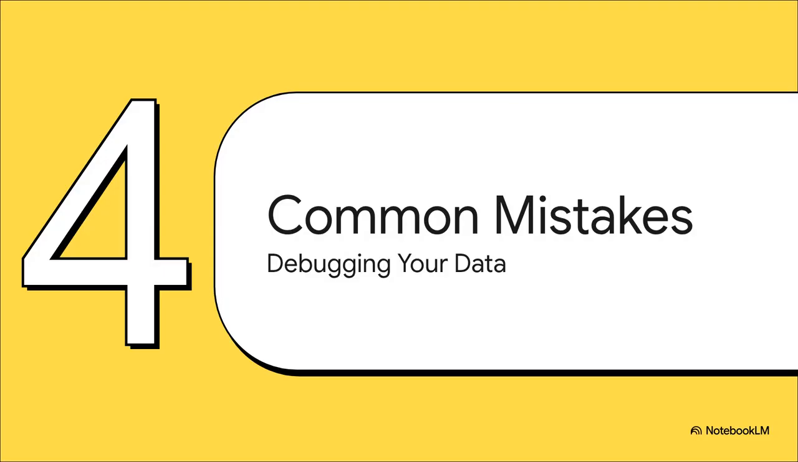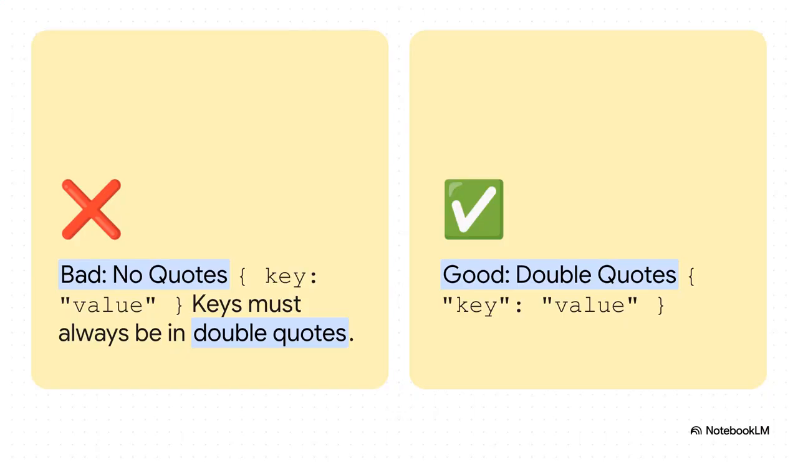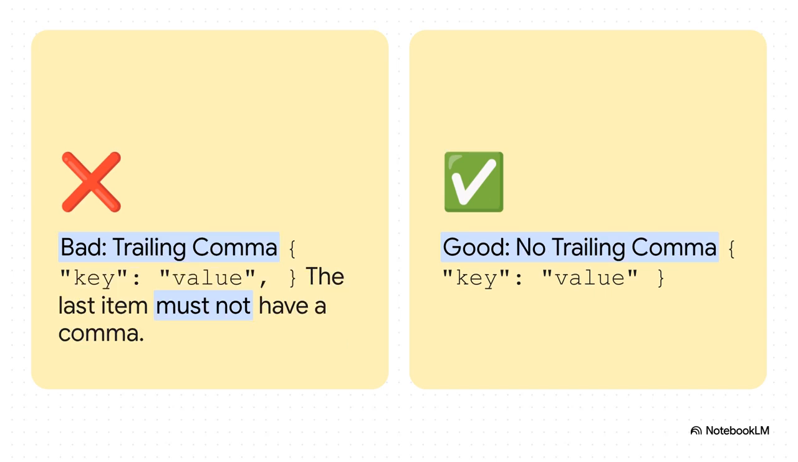Okay, so JSON is simple, right? But here's the catch. It's also incredibly strict. One tiny mistake, one misplaced comma or quote, and the whole thing can just break. So let's go over a couple of the most common trip-ups that you'll definitely want to avoid. First one, and this gets a ton of people, especially if you're used to JavaScript. The keys, the labels on the left, they have to be in double quotes. No exceptions. Not single quotes, not no quotes. Always, always double quotes.